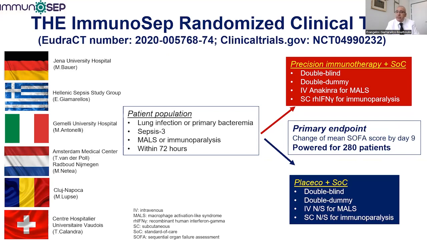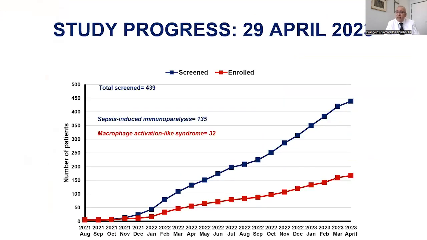Is this trial feasible? Is the study enrolling patients? The answer is yes. Look at our progress. By the end of April 2023, 439 patients have been screened. 167 patients have been enrolled, the majority with sepsis-induced immunoparalysis. We are really confident that this study will give us new tools, new knowledge, new information about sepsis immunoclassification, and can drive the future hope for sepsis management.